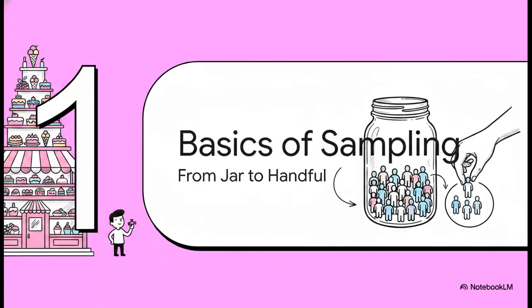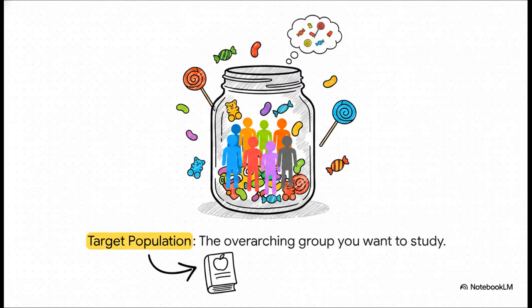Okay, part one, the basics of sampling, or as we're calling it, from jar to handful. Look, in psychology, we obviously can't test every single person in the world. It's like you can't eat the entire sweet shop at once, right? So we have to scale things down. Imagine the overarching group you want to study as a giant jar of brilliantly colored sweets. This represents your target population.